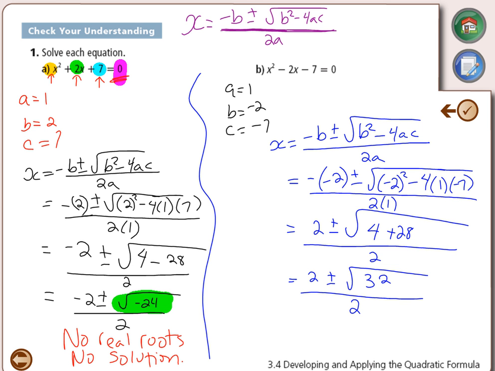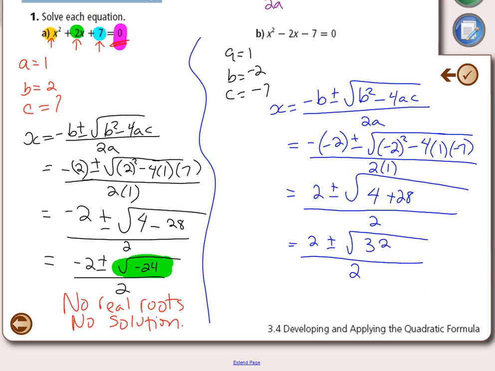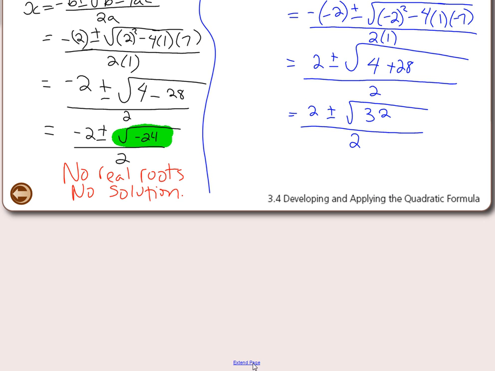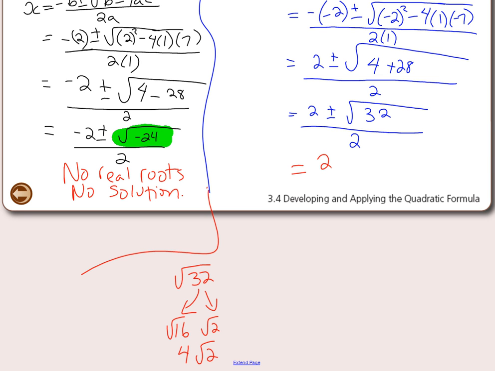This is where you got to be able to simplify your radicals now. That 32, take it over on the side, square root of 32. That can be broken down to the square root of 16, a perfect square, times the square root of 2. Square root of 16, that's 4 root 2. That's what we're going to be bringing back in here. 2 plus and minus 4 root 2 over 2.